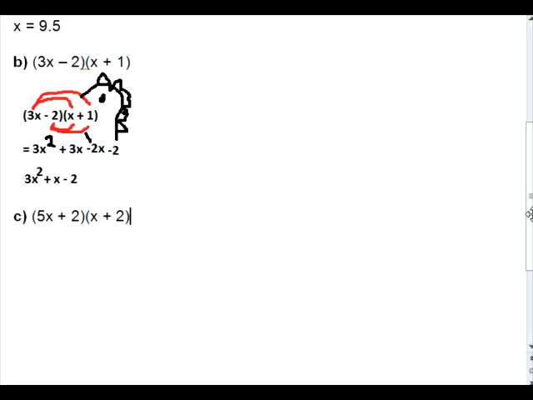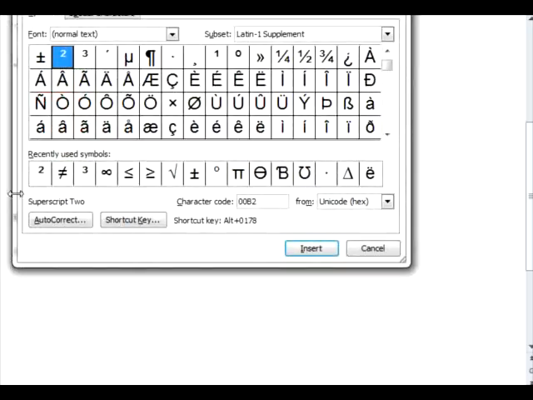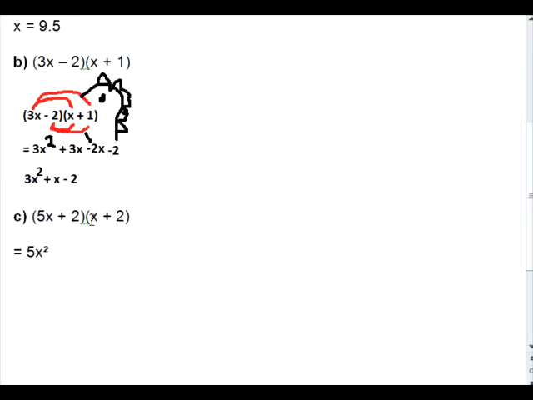Alright, great, we're back. Okay, Brandon, the first thing we're going to do is 5x times x. What's 5x times x, please? 5x squared, good. I'm going to get that in here. Now the reason that is, is because the coefficient in front of the x is 1, so 5 times 1 is 5. And then x times x is x squared. Next we're going to do outside.